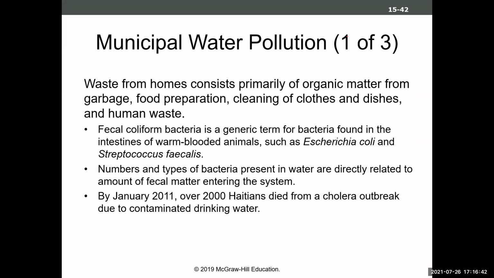Other ways that water pollution can happen is through municipal water pollution. So for example, waste from homes that are primarily organic matter. So thinking about garbage, food material, wastewater, gray water from cleaning clothes or dishes or human waste can also be sources of water pollution.